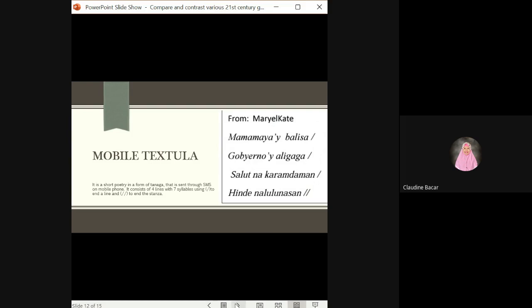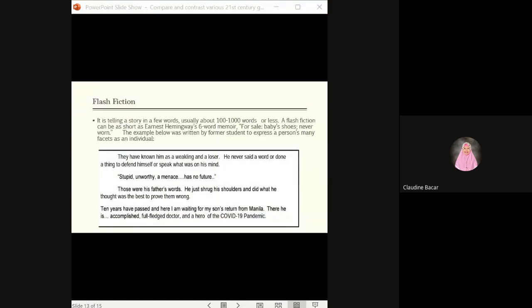The next one is the flash fiction. Flash fiction is telling a story in a few words, usually about 100 to 1,000 words or less. A flash fiction can be as short as Ernest Hemingway's 6-word memoir, "For sale, baby shoes never worn." Okay? The example below was written by a former student to express a person's many facets as an individual. So let's read it.